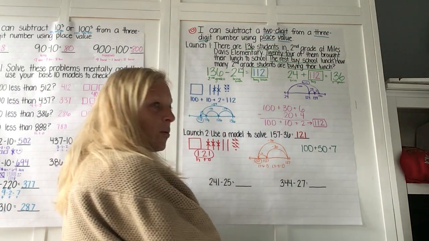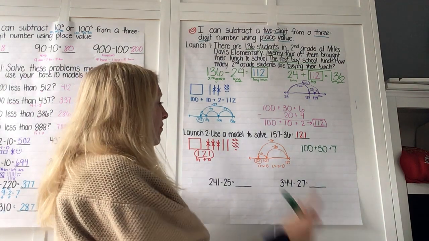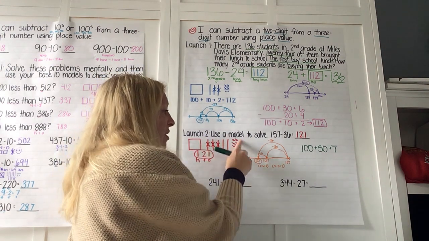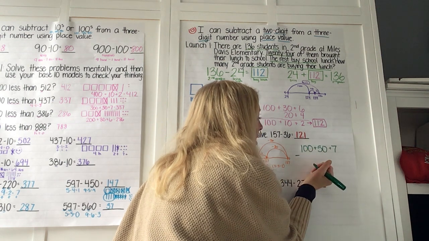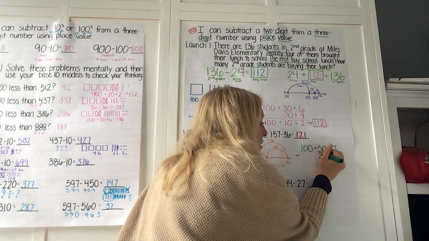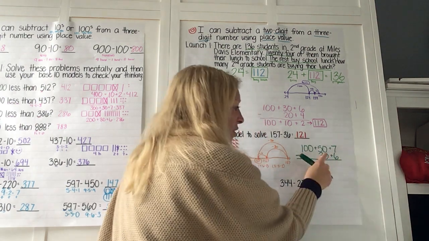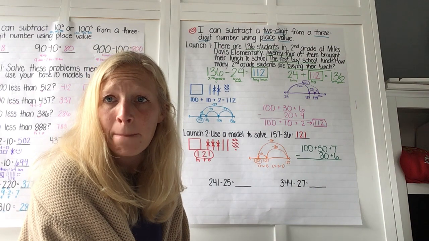And where do we else see 157? 150 and then 7. All right, we see that right here. 150 and then 7. What did you do next? Put a minus sign, and what did you minus? 30 and 6. And why do we have those plus signs in there? Because if we're subtracting, why are we putting a plus sign?